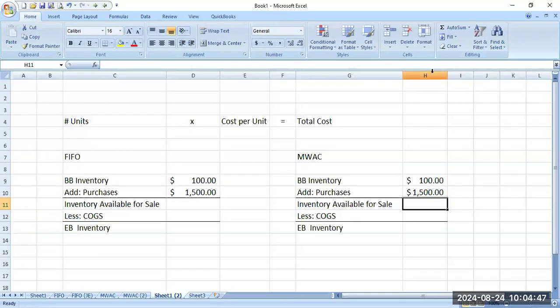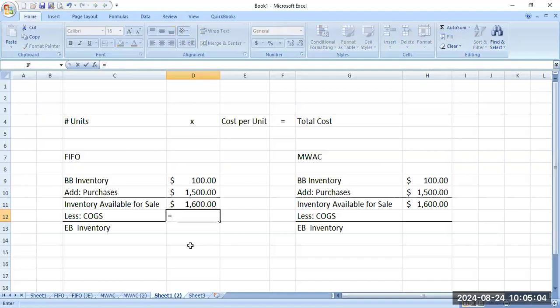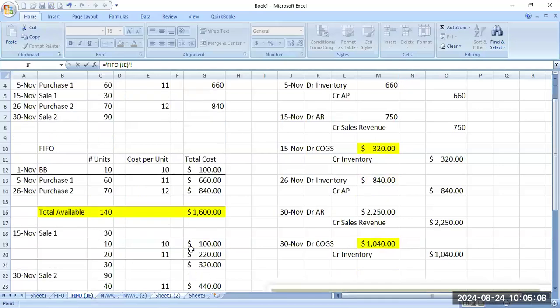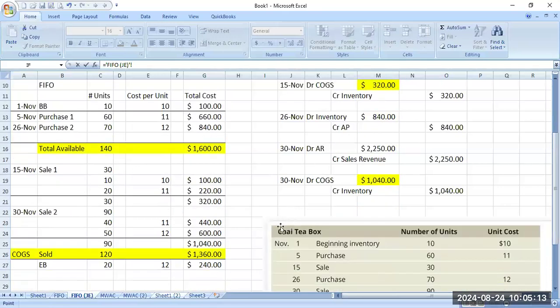Our units available for sale, the total cost, will be exactly the same, 1,600, 1,600. What will be different? The difference will be the cost of goods sold under the first in, first out. Cost of goods sold on that system, using that method, that's going to be 3,200 first, and second will be 1,040.